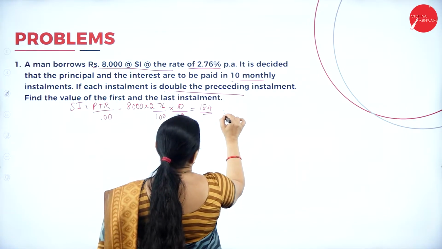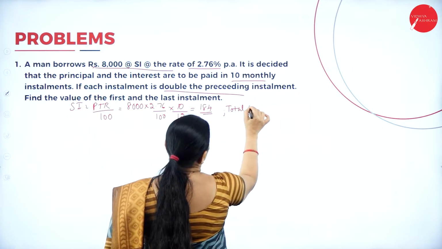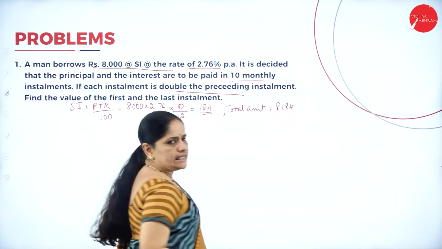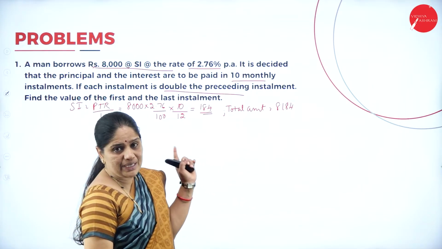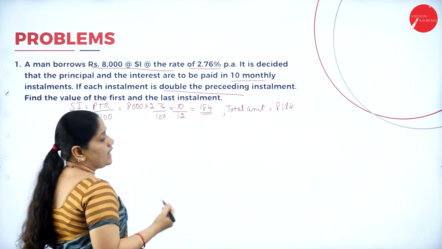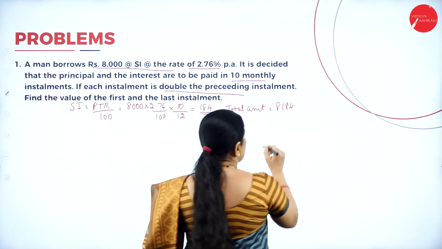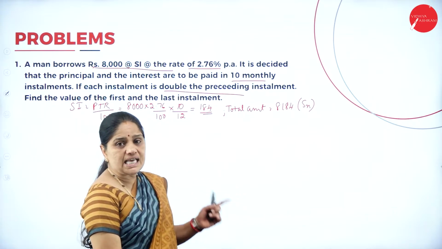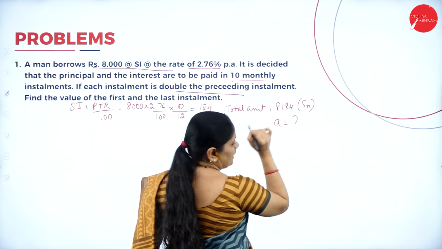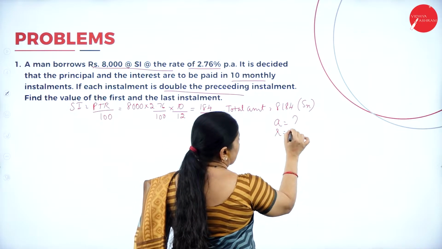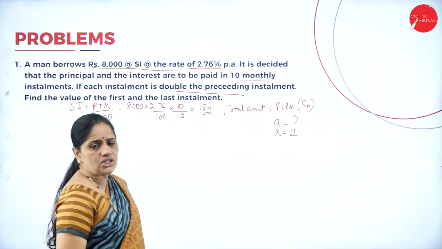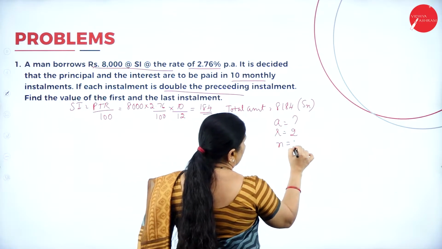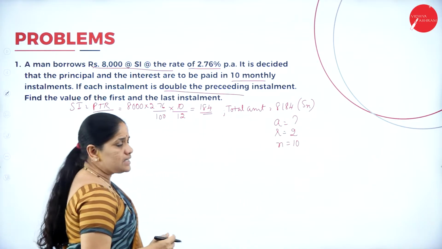Now, the total amount equals 8,184. So, 8184 has to be repaid. Now, what have they given for us in the problem? So, this is 8184 is the total amount to be repaid, that is Sn. Then they have not given us A, but they have given us R. So, R means the installment is double the preceding installment, and they have given N. N equals 10 monthly installment he is repaying.